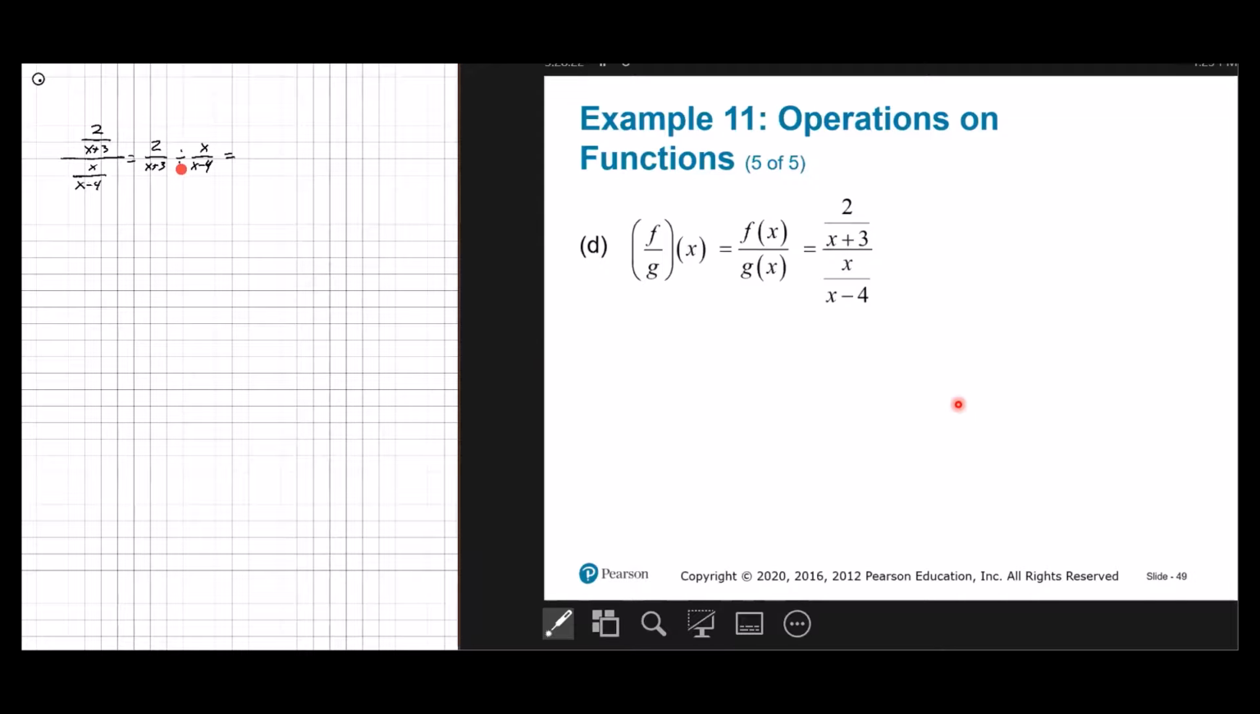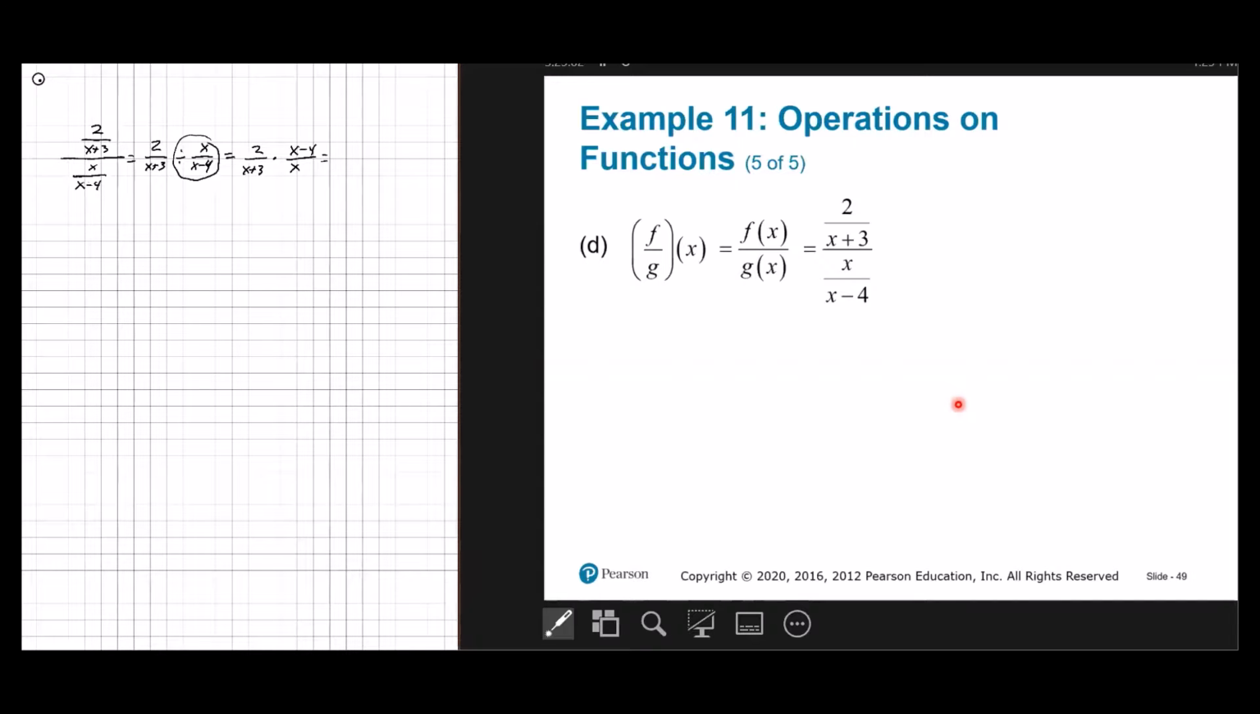So I changed division to multiplication. So this is going to be 2 over x plus 3 times, and I changed the division to multiplication by multiplying by the reciprocal of this fraction. So that's going to be x minus 4 divided by x. And now we just multiply. So that's going to be 2 times the quantity x minus 4 being divided by the product of x times x plus 3.